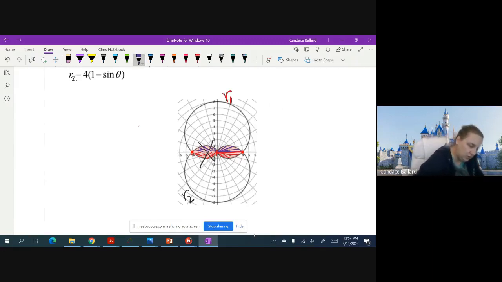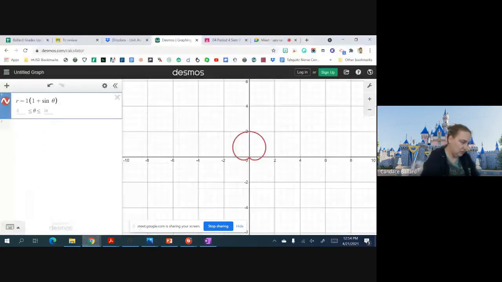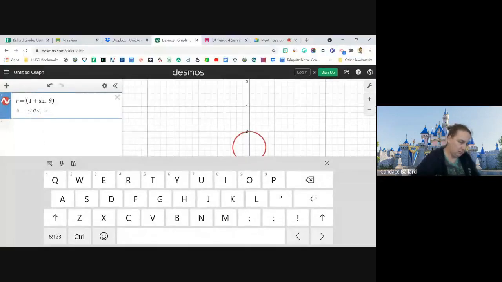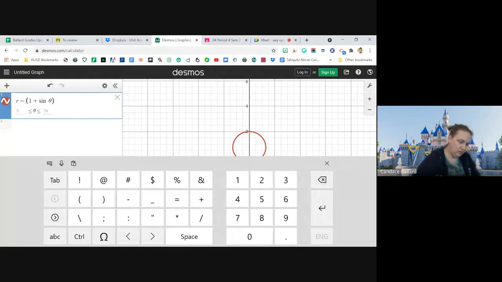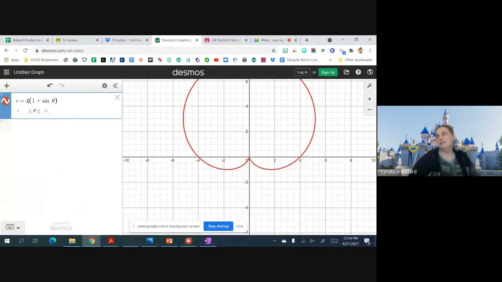And my R sub 2 is the purple one. Okay. All right. I wrote 1 times instead of 4 times. What was that? Oh, in my Desmos? I don't think it's going to matter. It's still going to get us the, there we go. We're still upside down, right? We're still good. We got the idea, right? It's just a scaling thing.